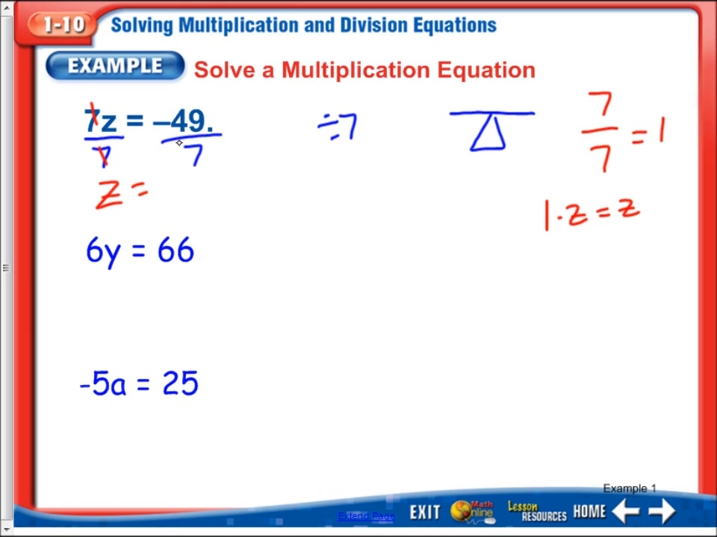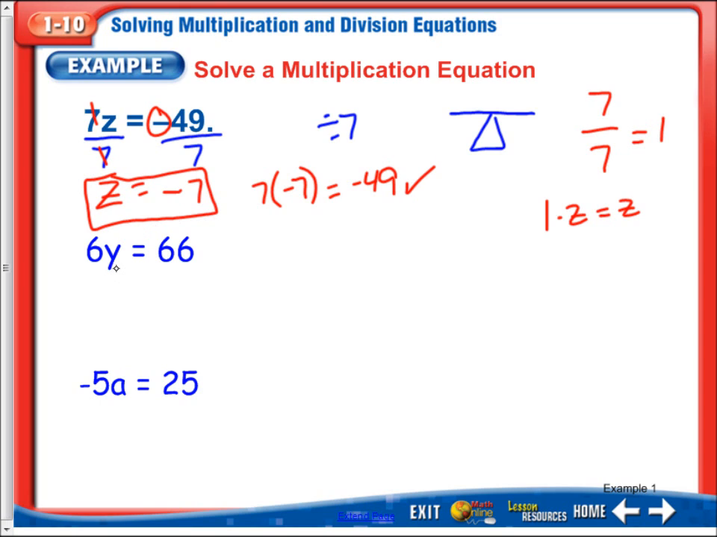Now think of your dividing integers lesson. We have 1 negative, so we know the answer will be negative, and 49 divided by 7 is 7. Of course you want to check this problem. Throw it in your calculator. You're going to do 7 times negative 7, and you should get negative 49, and that's a good way to check your answers.